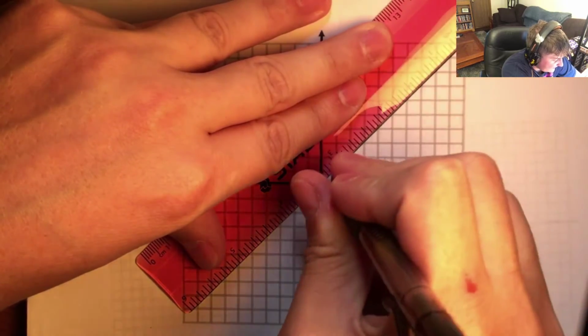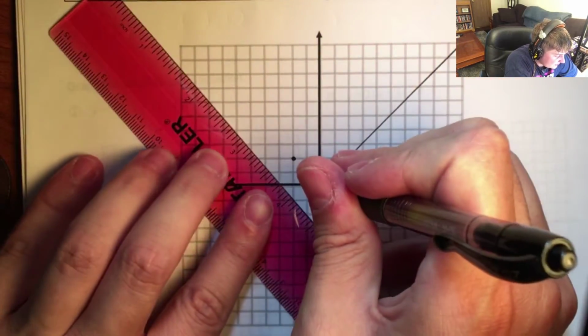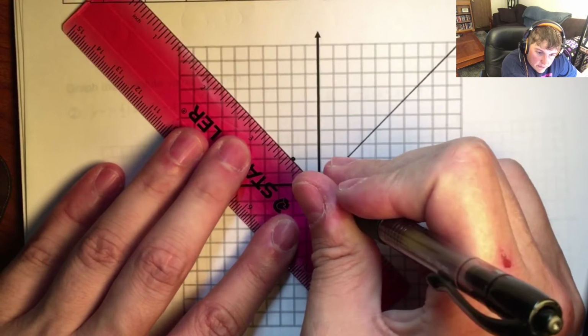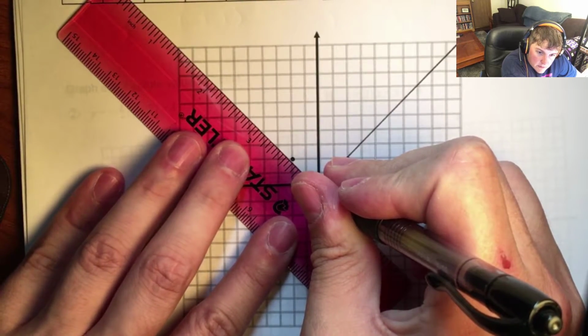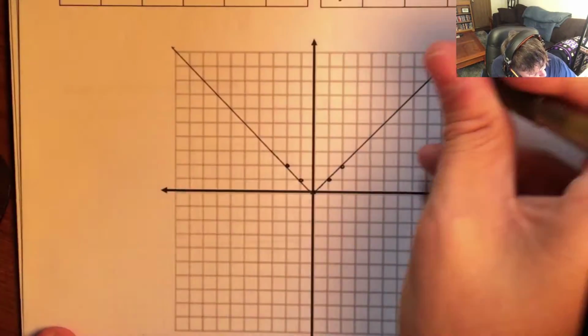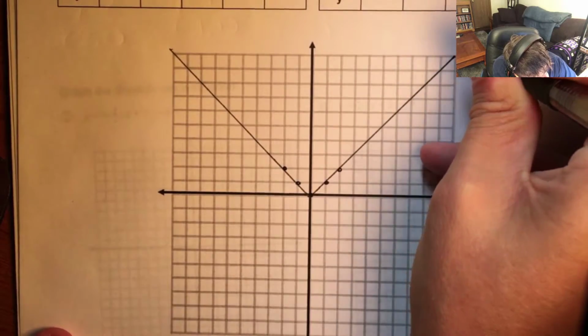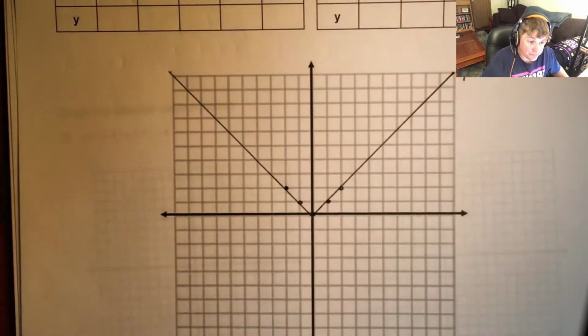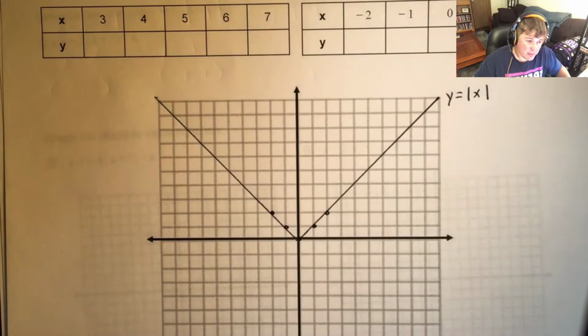Okay, it's a V going from 0, 0, kind of all the way out, out here, creating a V. Okay, and so then this is y is equal to the absolute value of x. Okay, and so this is what the parent function is.